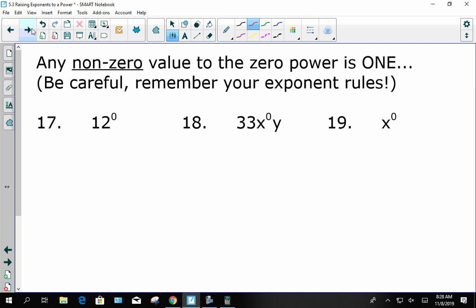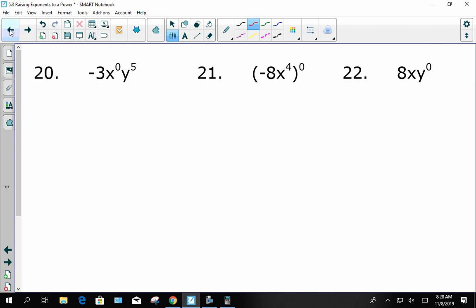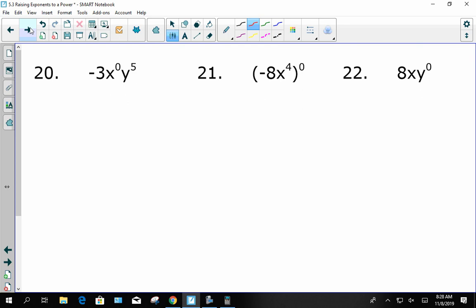The last thing is anything raised to the 0 power is 1. So 12 to the 0 power is 1. Now this, is this 1? Is 33x to the 0 y 1? No. The only thing that becomes 1 is the x. This is 33y. Anything raised to the 0 power is 1.